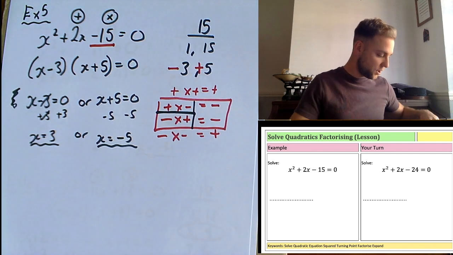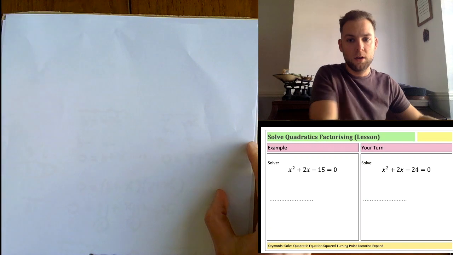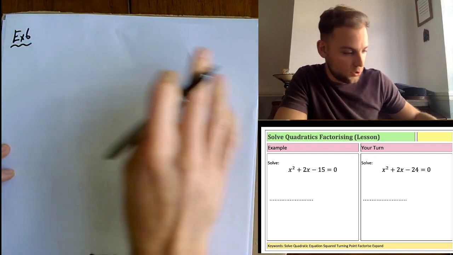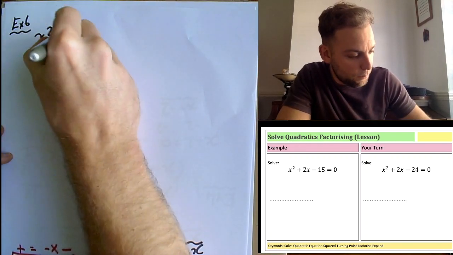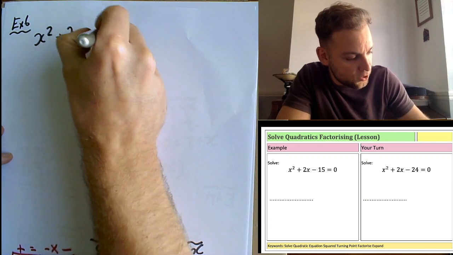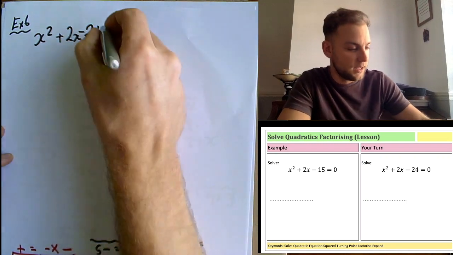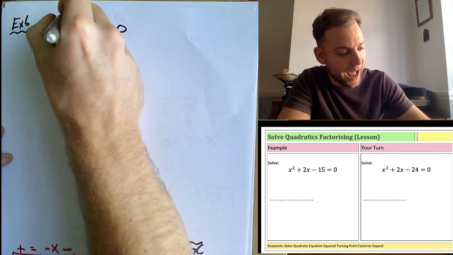Okay, I'm going to have a go at this one for you. So this is example 6. So I've got x squared plus 2x minus 24 is equal to 0. So I need something that times together to make 24 and adds together to make 2.